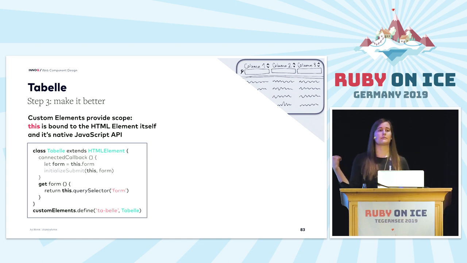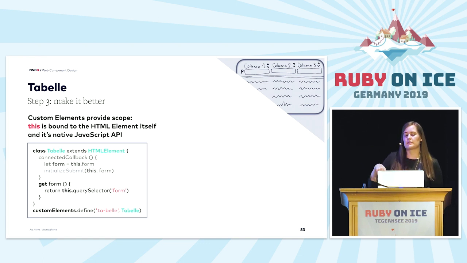The other thing I think is really cool about custom elements is that it adds a scope to JavaScript. I mean, that's actually JavaScript. But when I extend the HTML element, this variable, which historically in JavaScript and scoping I was always like, I don't actually know what this is, so I'm just not going to use it because I don't want to do something wrong. But now, this is bound to the actual HTML element itself, which means that I have access to the native JavaScript API scope for my Tabella class. We can see this in the get form function, where I can call query selector form, and that will do exactly what I think it does: it will look inside my scope as a custom element and find the form element.